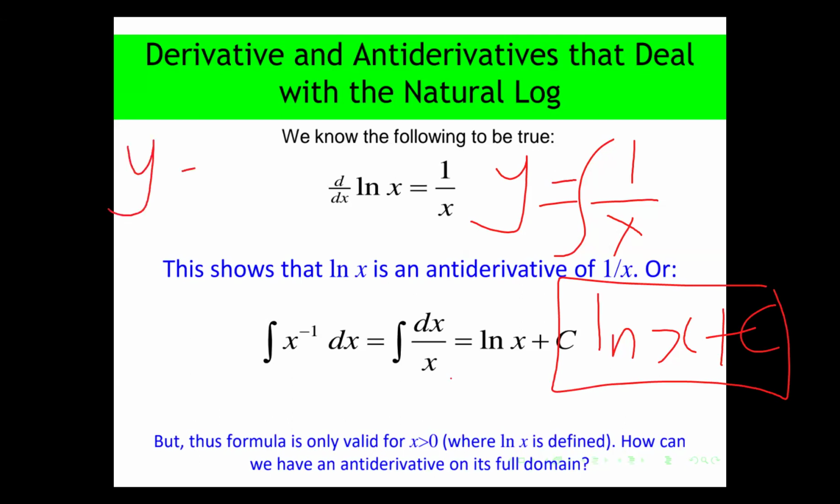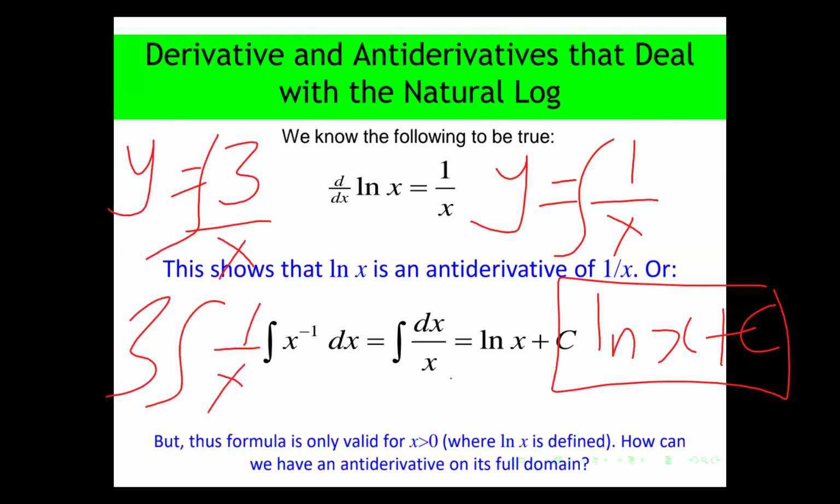Or y is equal to 3 over x. What is the integral of this? The integral will be 3 multiplied by 1 over x, you can take this 3 outside. It's the same stuff, 3 will be on top. And then you have 3 times the natural log of x plus c, like this. You got it?